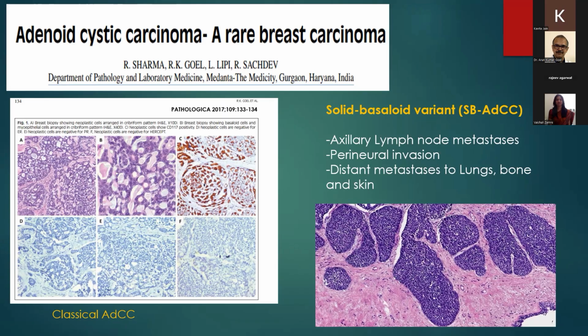And now these types are the ones which require systemic therapy. Your classical ones may require only surgery with sentinel lymph node. Systemic therapy may not be required. However, grossing extensively and identifying sections to look for areas like this is essential to rule out the solid basaloid variant, as these have inferior prognosis.